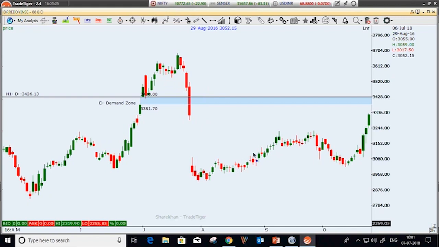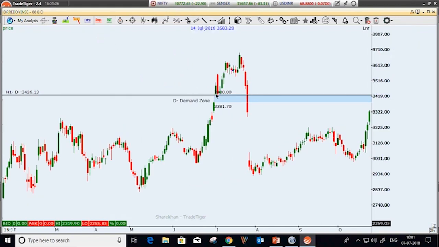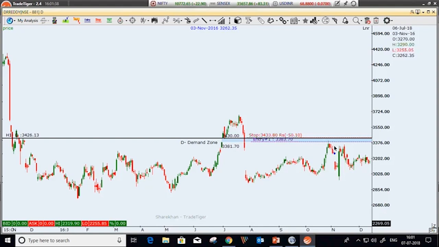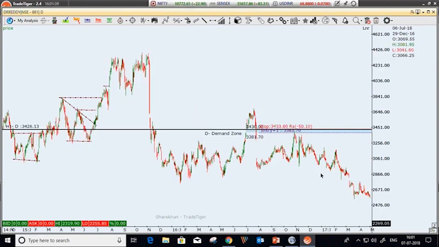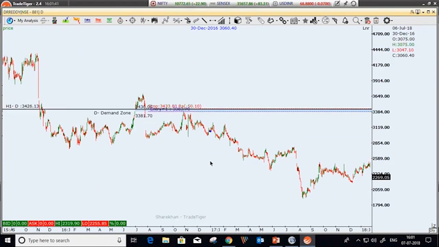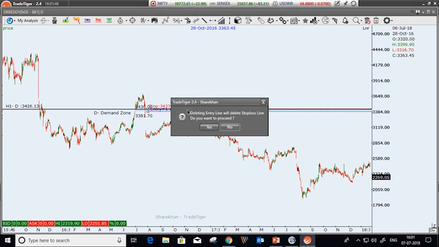And so what happened? Let us again plot it. Hidden zone with no zone. Okay, got filled. Break limit zone in front of you. So it did work.